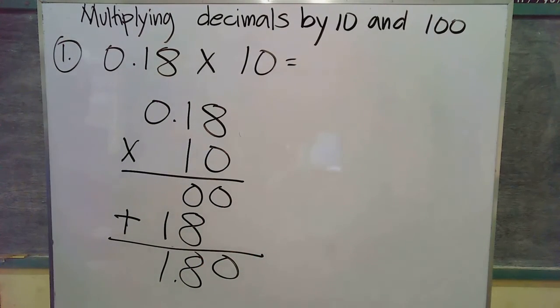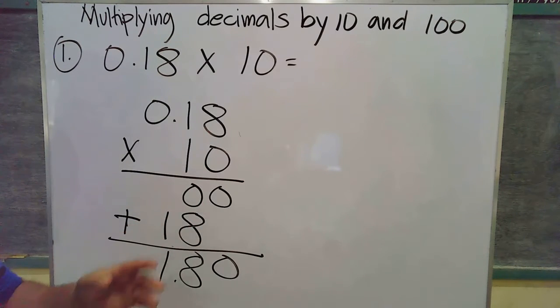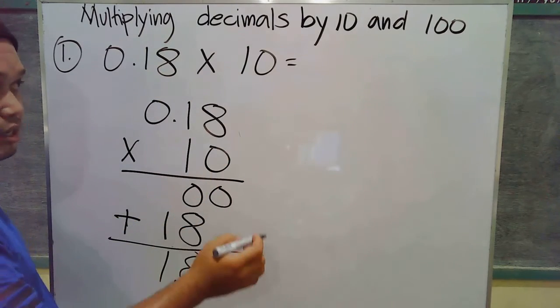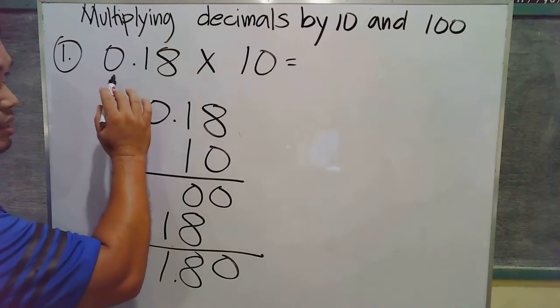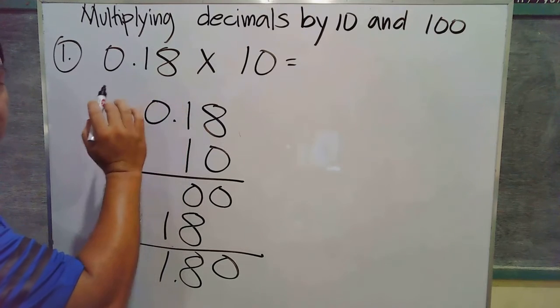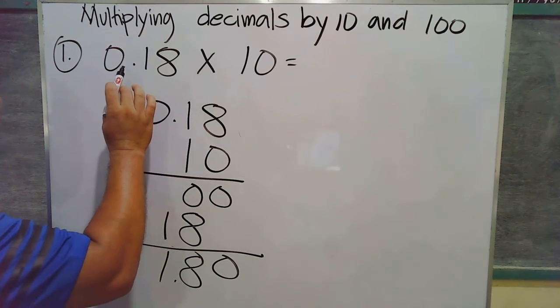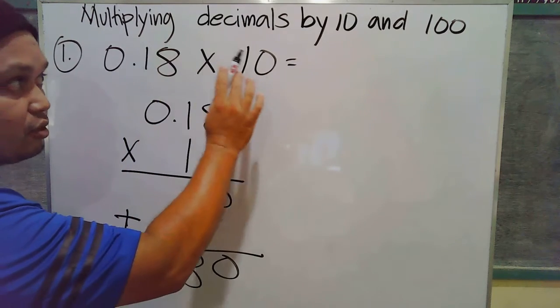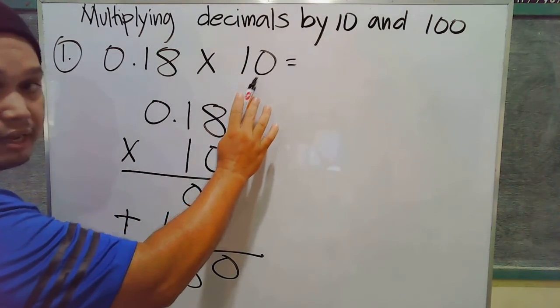So how? To multiply decimals by 10 and 100, just move the decimal point to the right, depending on the number of zeros in our multiplier. So to multiply by 10, just copy the number and move the decimal point to the right, depending on the number of zeros that the multiplier has.